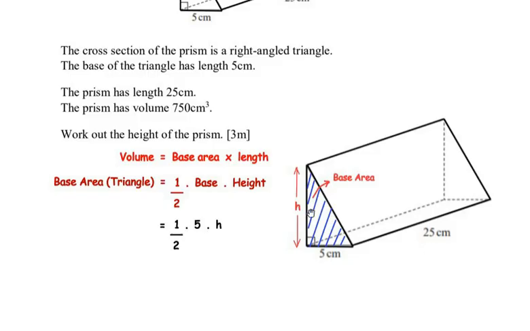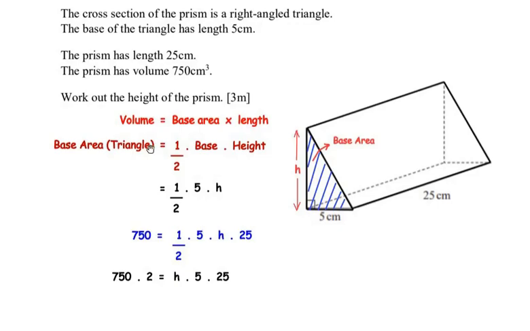Now since the base area is a right-angled triangle, the formula is 1/2 times base times height. Now we have 1/2 times. Now the base of this triangle is 5 and the perpendicular height is h. Now let us substitute the values of volume, base area and length in this formula. So here we get volume as 750 is equal to base area is 1/2 times 5 times perpendicular height times the length of the prism is 25.